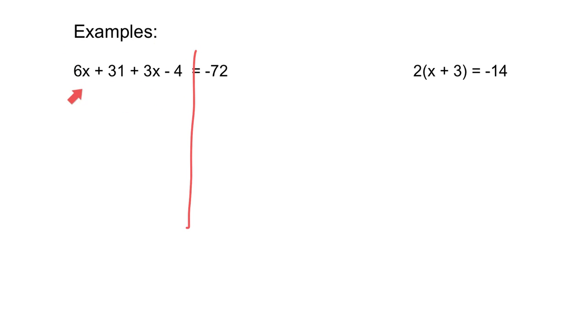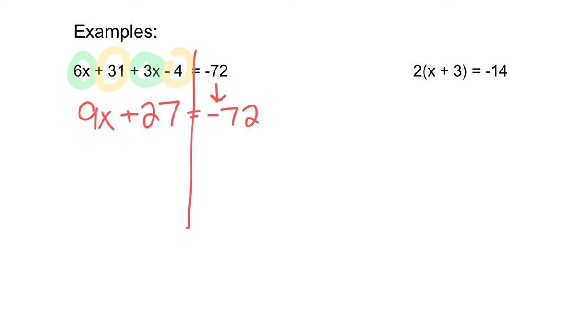Now, this one doesn't have distributive property because there's no parentheses. So I'm going to just look for like terms and put those together. So 6x is going to be alike with 3x. And then 31 is going to be alike with negative 4. So I'm going to add those things together. 6x plus 3x makes 9x. 31 plus negative 4 makes positive 27. And I'm going to bring down negative 72.